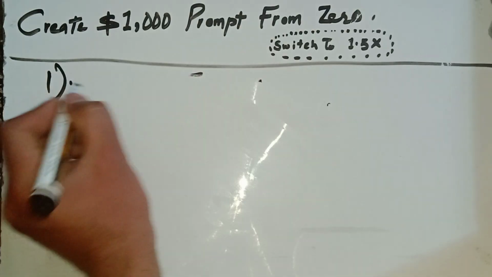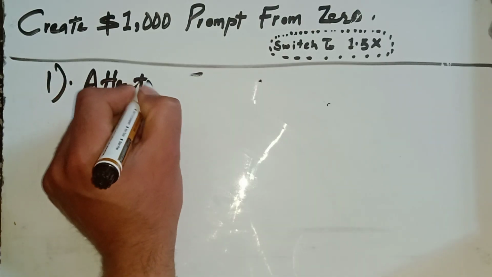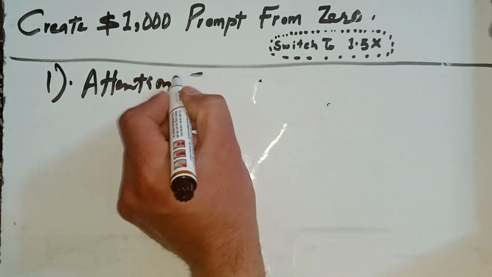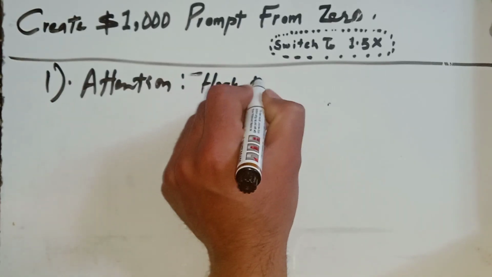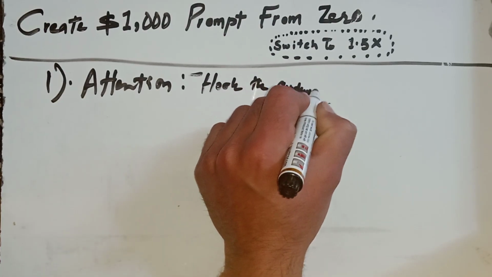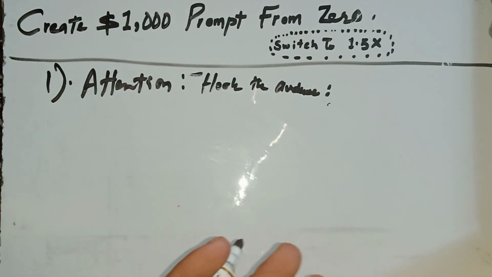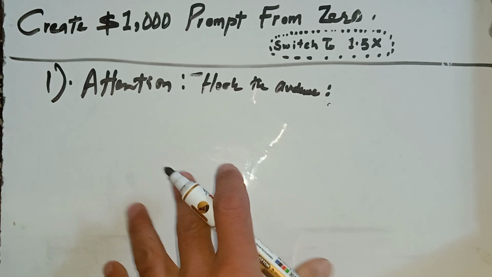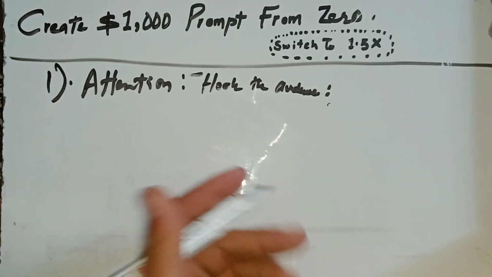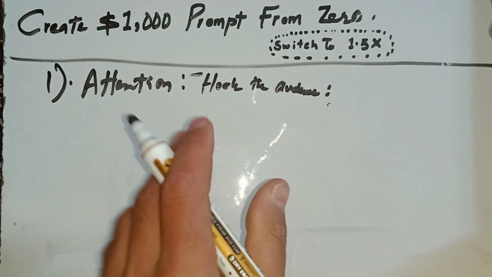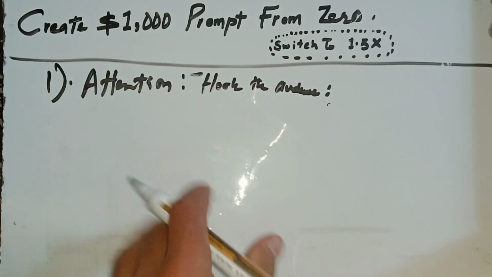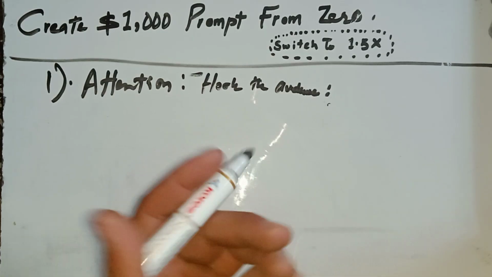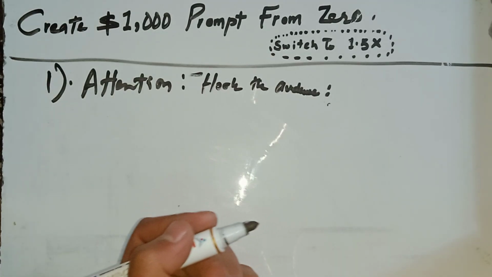Starting with the first one, that is attention. What attention means is that you have to hook the audience. For that, you need to instruct the AI to create curiosity or emotion right at the beginning, right at the starting of the post, or the tool, or a copy ad. You need to instruct the AI to build curiosity.